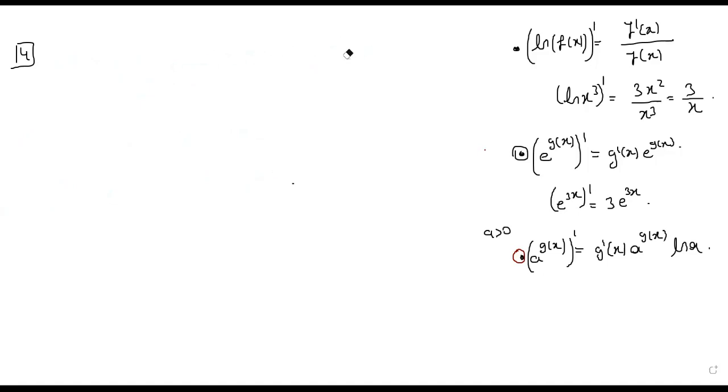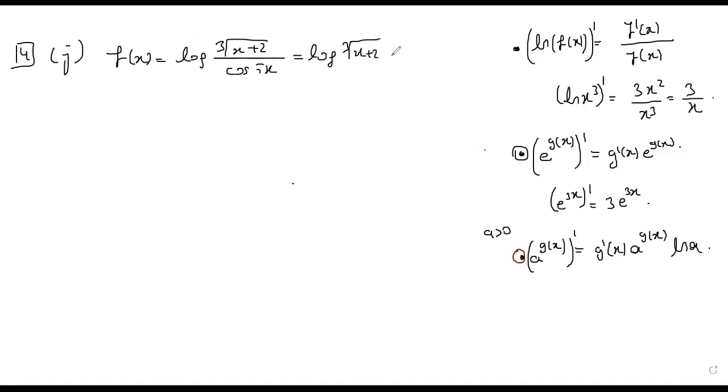Another part, the last part of this question, J. So we're given this now, over cosine 5x. So we rewrite this in this form. Again, the property of the logarithm function gives us this cosine 5x. Now we can take the derivatives. What do we do? We apply this.